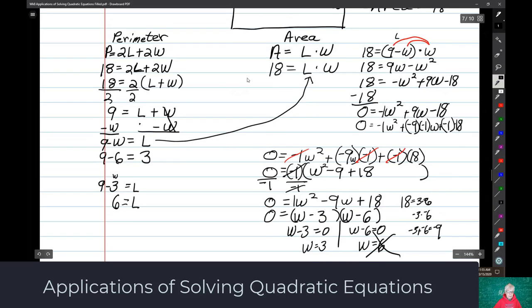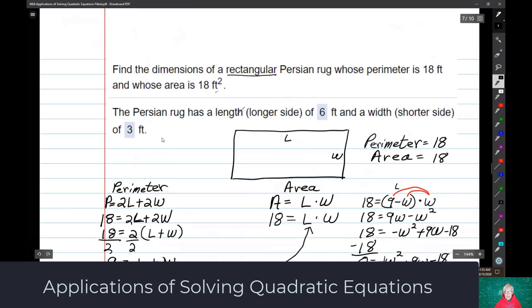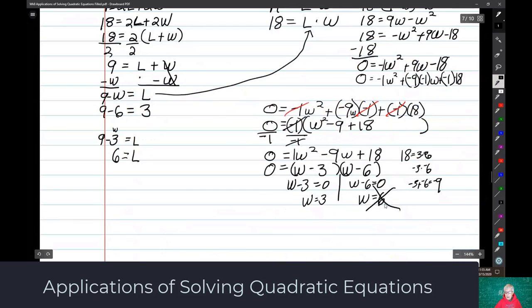So the shorter side, which is the width, the width is the shorter side. The length is the longer side. Yes, now we have that. If we mark that out for width and come over here, you are exactly right. Very, very good.